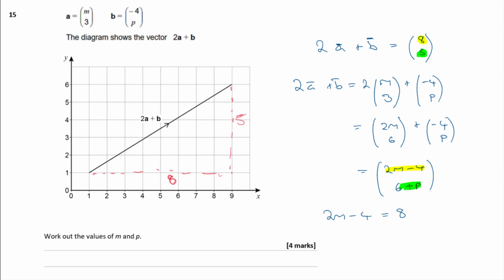So solving that by adding 4 to both sides, that's going to give me 2m is equal to 12, or in other words, m is 6. So that's the value of m. And then doing the other one, 6 plus p is equal to 5. So what's that? Well, p, that's a bit easy. P is minus 1. Okay, so then my two solutions: m is 6, p is minus 1.